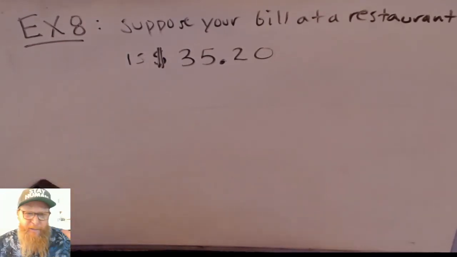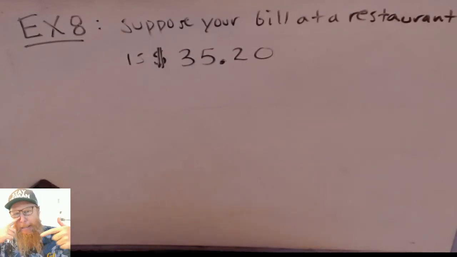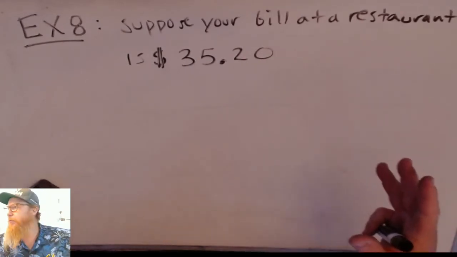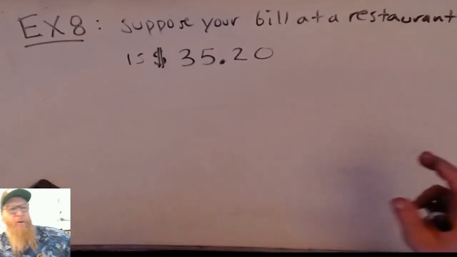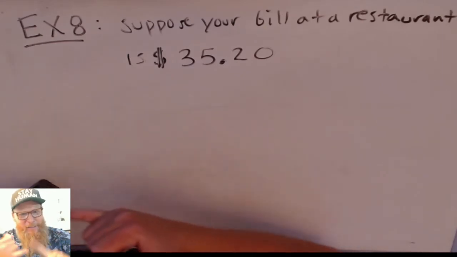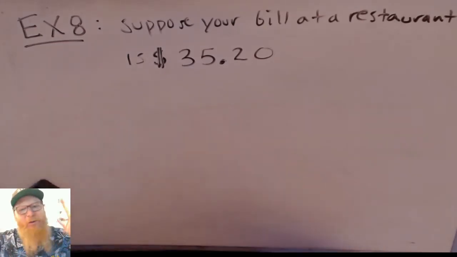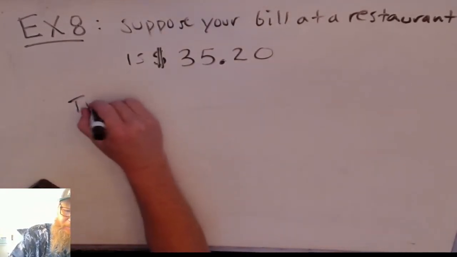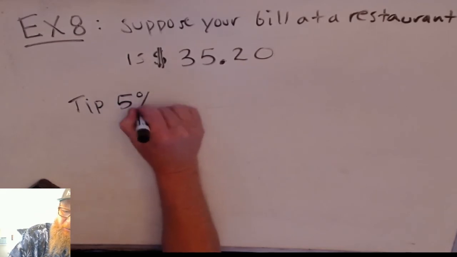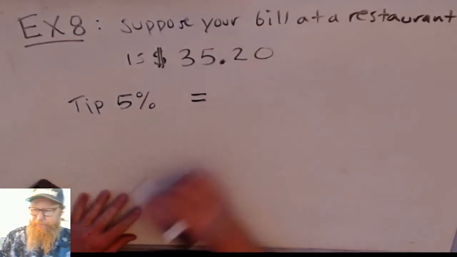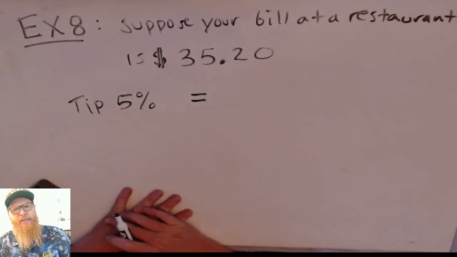Now this is only the tip. In the next section, 6.3, I'll be making these questions a little more complicated. I'll do the tax, the tip, the total, all sorts of other applications. But for now, I'm just saying the tip. So suppose you're a real cheap tipper, 5%. Yeah, 5% tip.